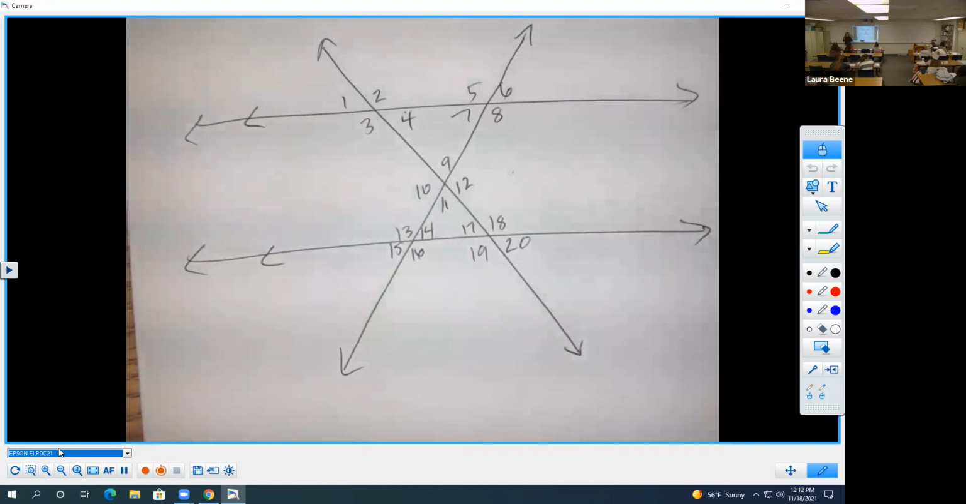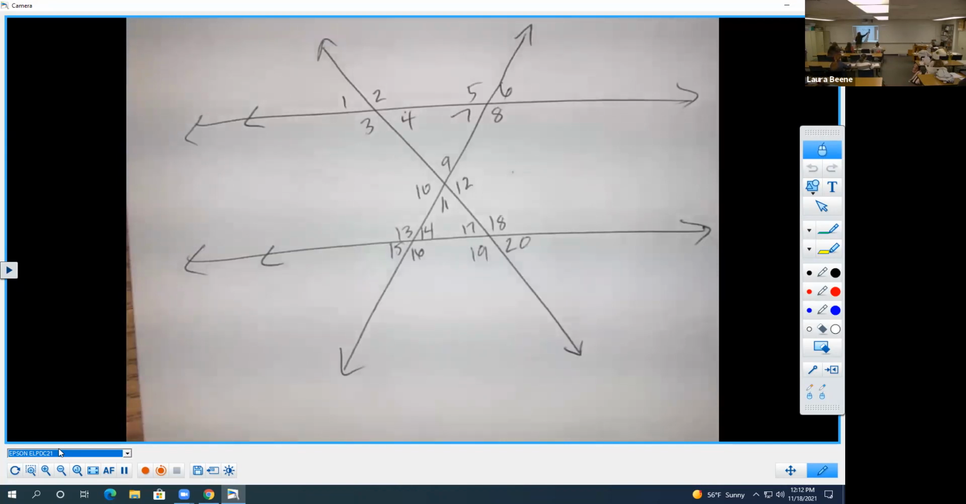Was it that bad? Not at all. Yes, she said terrible. Okay, so we'll try to practice this more, but the idea is, did you have to do alternate interior? No, you could have done alternate exterior. You could have done corresponding. You could have done consecutive. There's all kinds of stuff you can do with this. It just kind of depends on what you see.